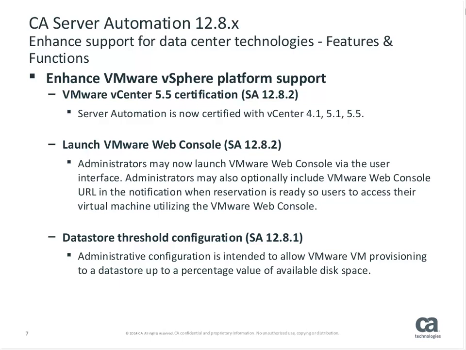So next in line is the data store threshold configuration. This was actually introduced in 12.8.1. One of the key reasons behind this was a best practice that VMware storage administrators recommended: the administrator should not crank it up and use the entire data store 100%. The recommendation was that about 80% should be allocated.